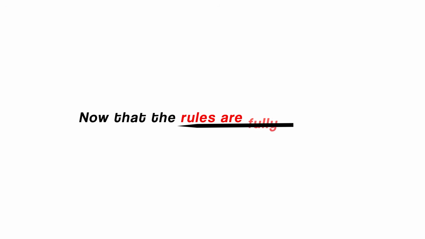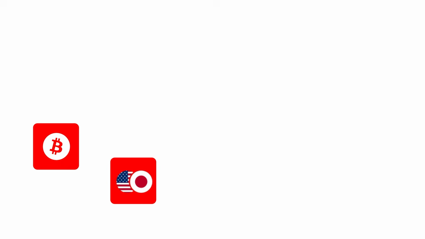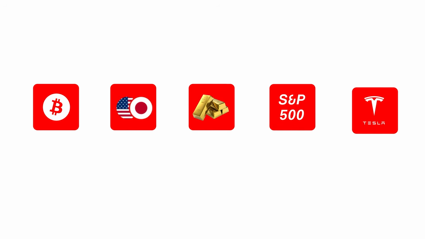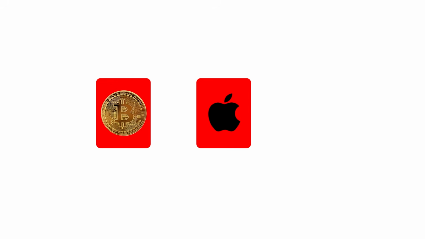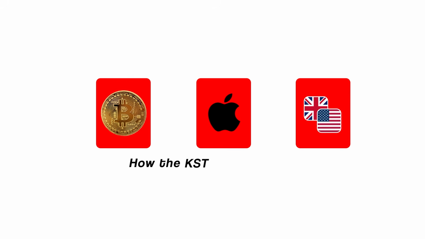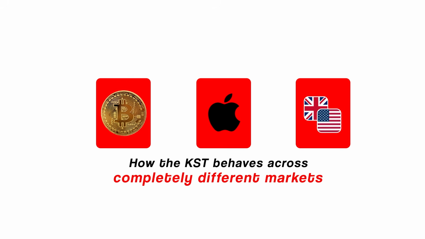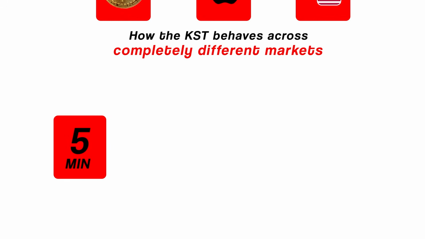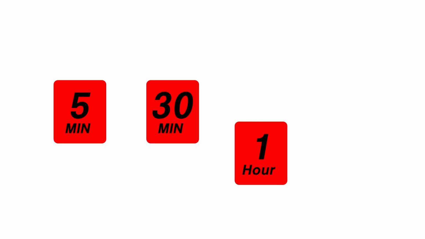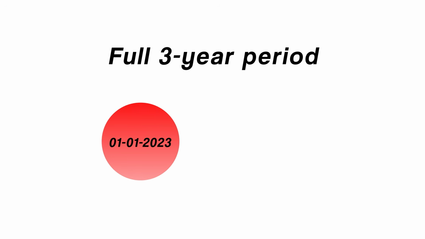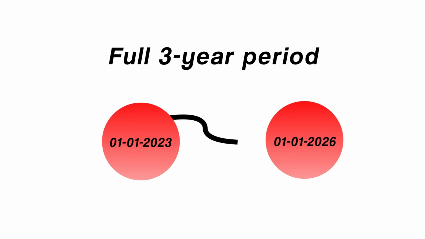Now that the rules are fully defined, it's time to define our sample. For this test, we are going to cover 5 different assets across crypto, stocks and forex to see how the KST behaves across completely different markets. On top of that, we'll use 4 different time frames, ranging from lower to higher ones. And finally, all tests will cover a full 3-year period, giving us thousands of trades and multiple market cycles to work with.